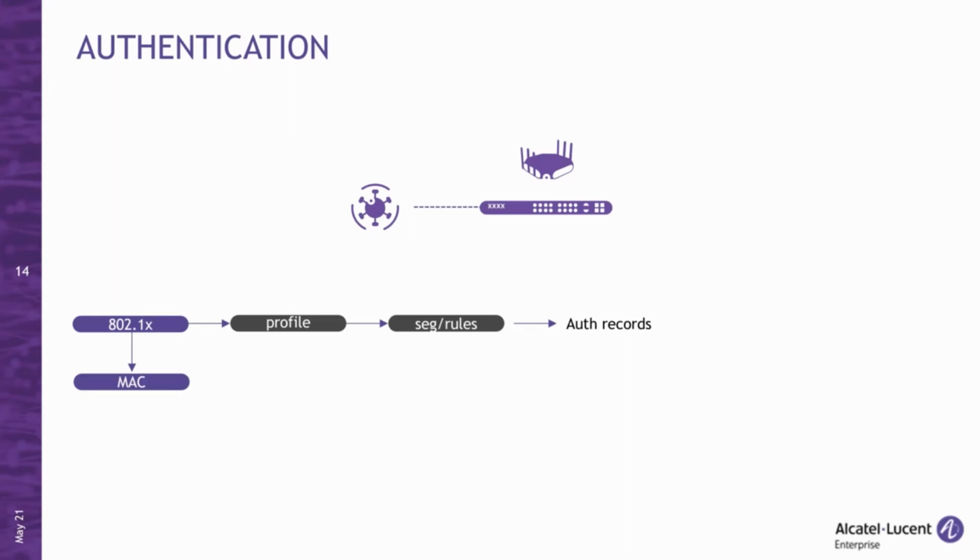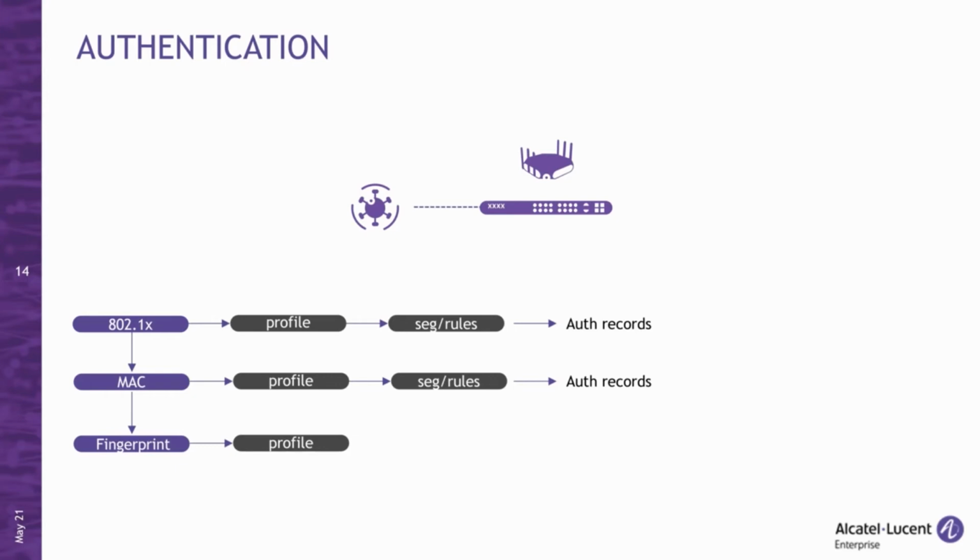It may well happen that the device does not attempt to use 802.1X, so we attempt MAC authentication next. MAC authentication is not nearly as secure as 802.1X because it can be spoofed, but it is better than no authentication at all, so we can use it until we are ready to progress to 802.1X. The RADIUS server also returns the profile, which determines the segment and rules, and this also creates an authentication and accounting record.